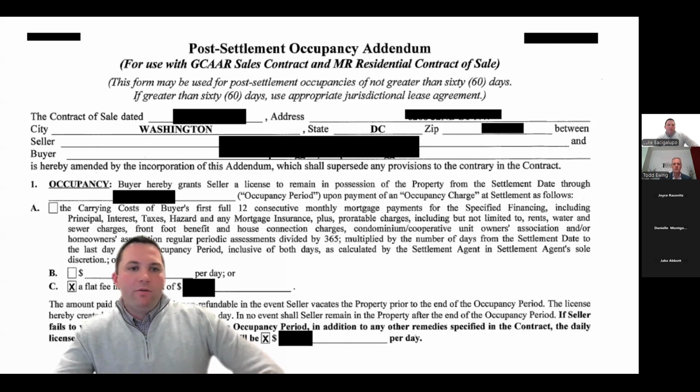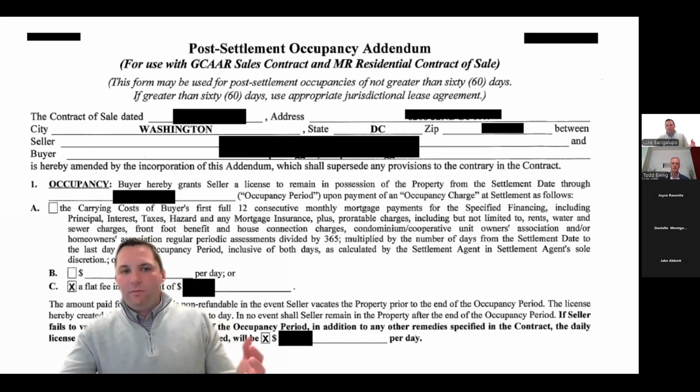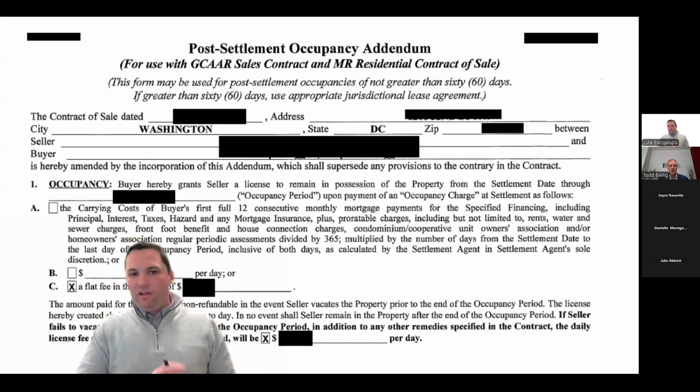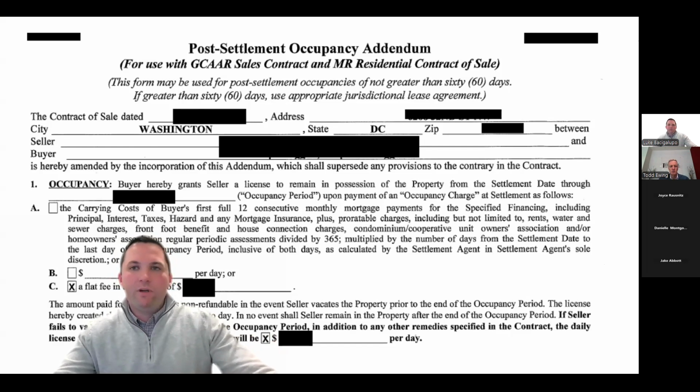I do have a copy here. So here's the GCAR rent back, as what I was just talking about. At the bottom there, you can see the amount paid for this license is non-refundable in the event seller vacates the property prior to the end of the occupancy period. So this is somewhere where you could do a general addendum. That way, if your seller knows they may vacate early, they can get some money back in the event that they do so.